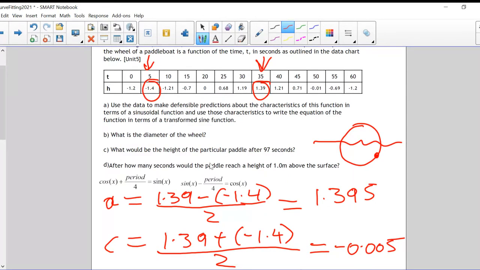But how about this? After how many seconds will the paddle reach a height of 1 meter above the surface? How would we answer that? I'll leave it there and then we'll finish this up tomorrow. I didn't realize that this would take as much time. I think me having to go back and forth is what really takes up a lot of the time. But anyway, how would we figure out how many seconds it would take to reach a height of 1 meter? Can anybody suggest something very quickly? Set the y equal to 1. No, at that point, we'd have to solve an equation.